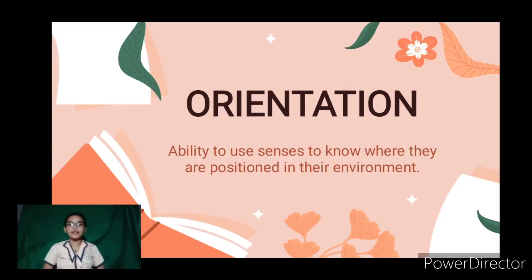So when we say orientation, it is the person's ability to use his or her senses in knowing his or her position in a certain area or environment. So it is more on the placement of a person, understanding its placement around in a certain area or environment.